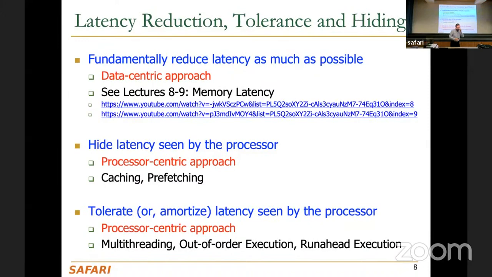But multi-threading is clearly, if you execute from multiple different threads, if one of them waits for a cache miss, if all of them wait for a cache miss, then basically you're amortizing the stall of many cache misses only once, assuming all of them can be serviced in parallel, right? Out-of-order execution does something similar, basically. So these are three major approaches, essentially.